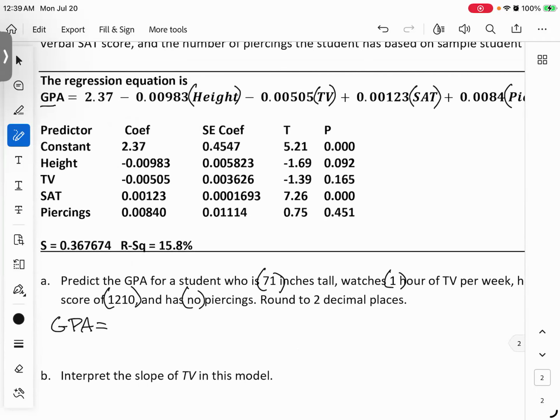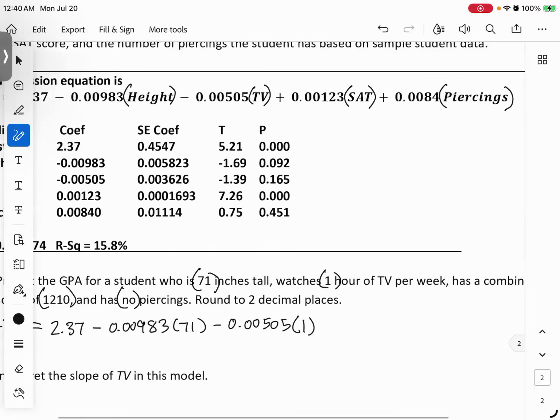Let's start with the equation. The equation up here starts with 2.37. So you plug that into your calculator. Then you've got minus 0.00983. Plug in your 71. Then you've got a minus. So I'm moving on to TV. Now notice TV has a negative slope with it, which we'll talk about in just a second. Let's go to finish part A. You've got a negative 0.00505, and we're going to plug in the 1 hour of TV per week.